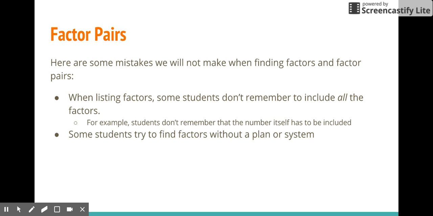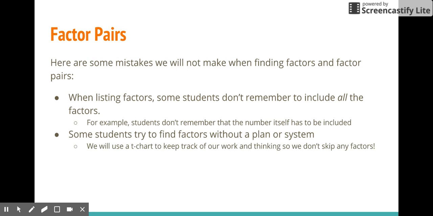Another mistake that students make is that sometimes they try to find factors without a plan or a system. If you don't go into this with a plan or a system, you're going to make mistakes. Today, we're going to practice using a T-chart to keep track of our work and thinking so that we don't skip any factors. Let's go ahead and get started by trying to find our first set of factor pairs.